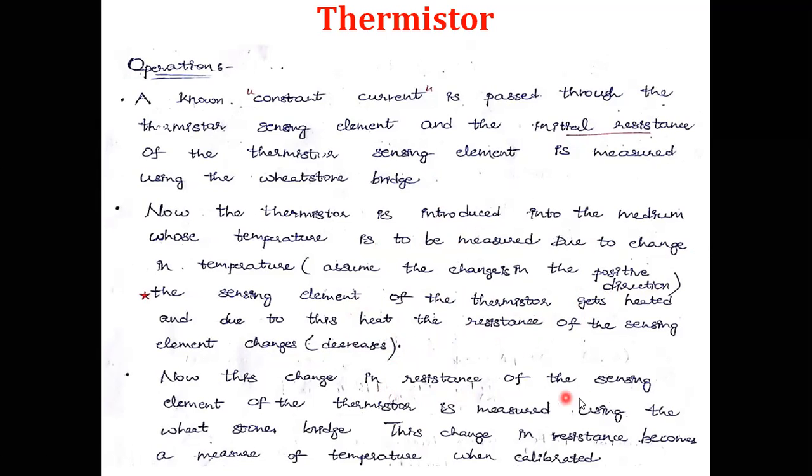Now, the change in the resistance of the sensing element of the thermistor is measured using the Wheatstone bridge. What is that change going to be measured by the Wheatstone bridge, and it is a very small amount. The resistance change is going to be a very small amount. Why? Because the temperature keeps on increasing. This change in resistance becomes a measure of the temperature here.